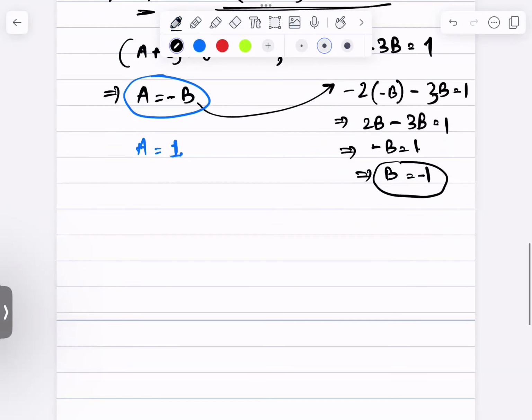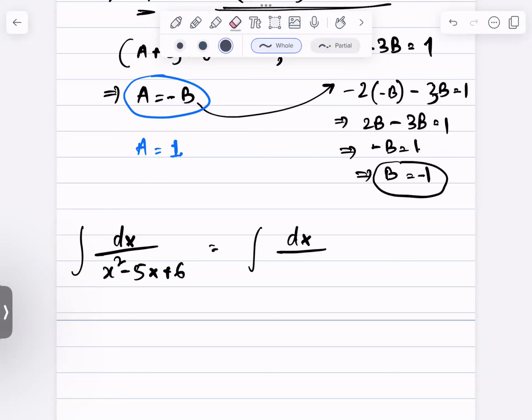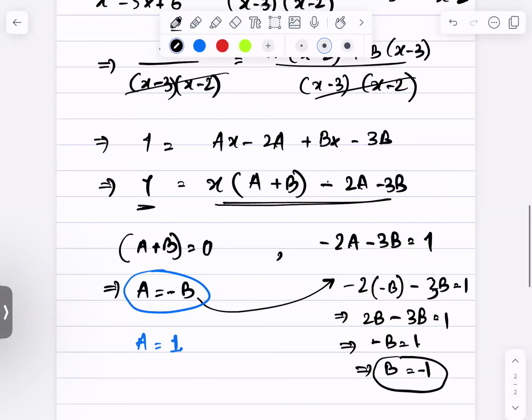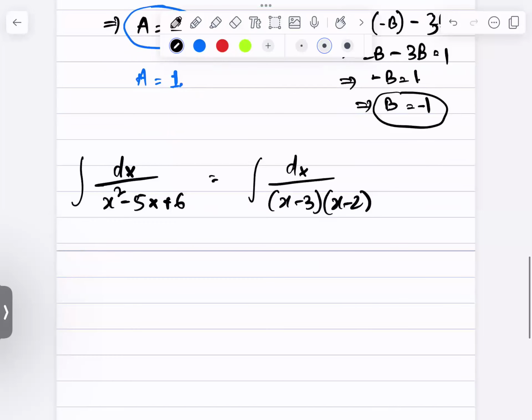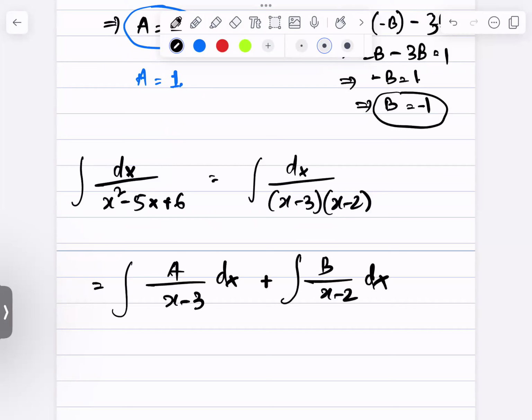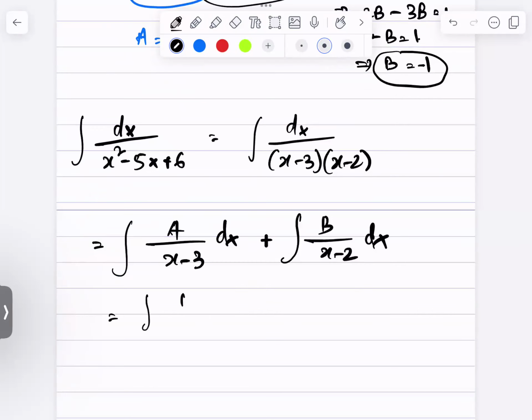Cool. So coming back to my integration, dx over x squared minus 5x plus 6 is nothing but dx over x minus 3 times x minus 2. Write it in steps. And then that was the same as a over x minus 3 dx plus b over x minus 2 dx. A was 1, so this is just 1 over x minus 3 dx. And b is minus 1, so this is minus 1 over x minus 2 dx.